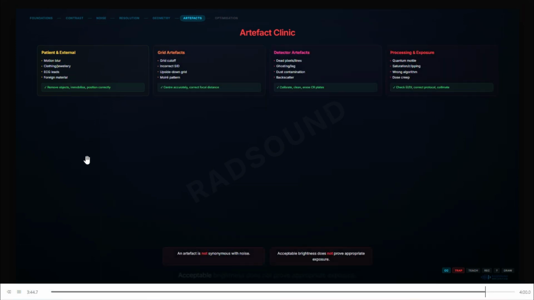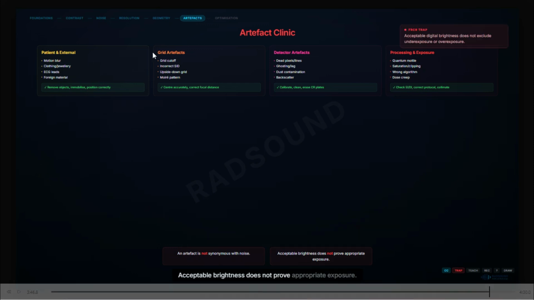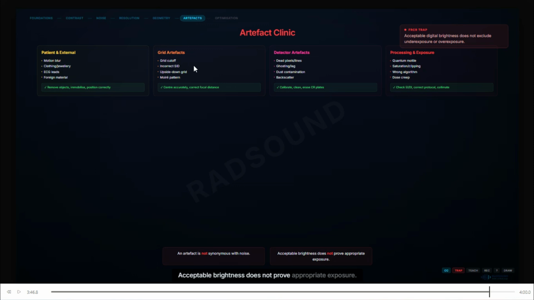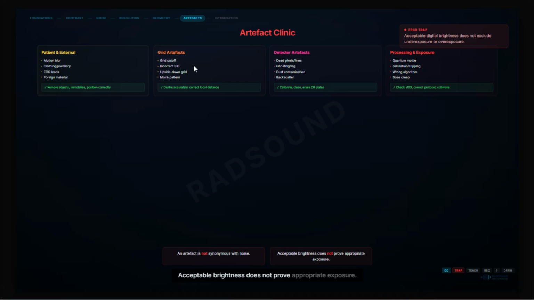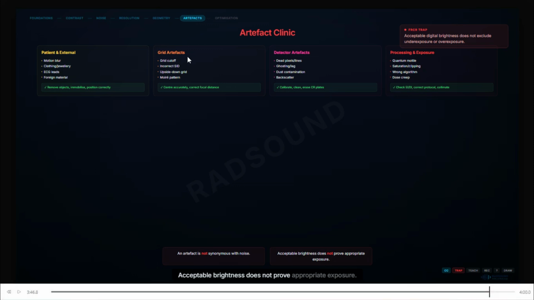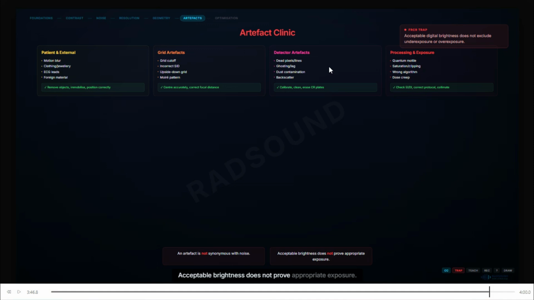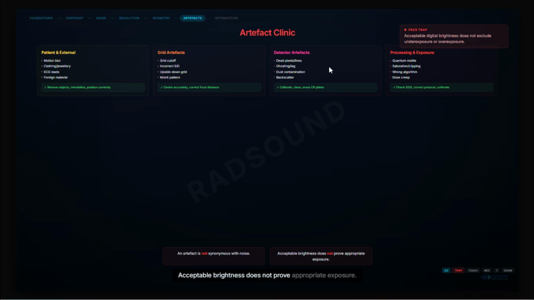Now let's talk about artifact. There are different types of artifact. The artifact could be from the patient or external, such as motion, clothing, foreign bodies on the body, ECG leads, and others. As you can see, for instance, in this X-ray of a patient from ICU, you can see ECG leads, which can cause wavy lines on the image. There are also detector abnormalities such as ghosting and dust contamination, the ghost image, especially in CR. Sometimes processing, such as mottle, noise, saturation, wrong algorithm, and others.